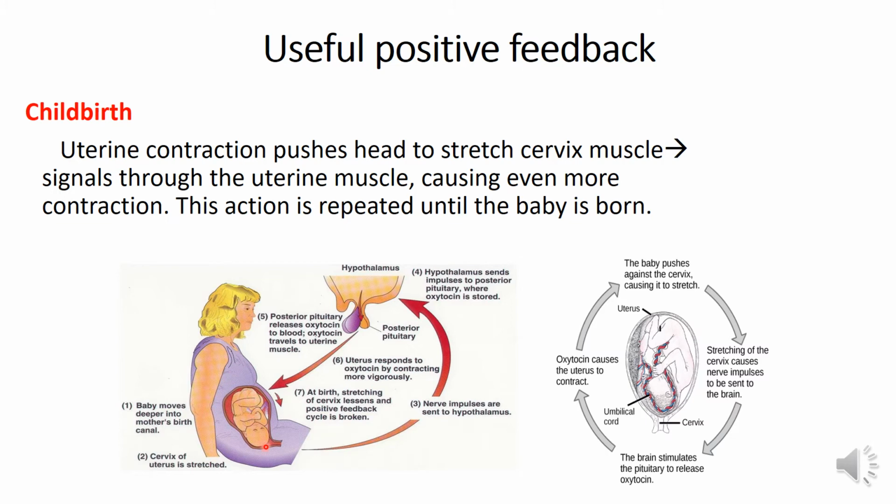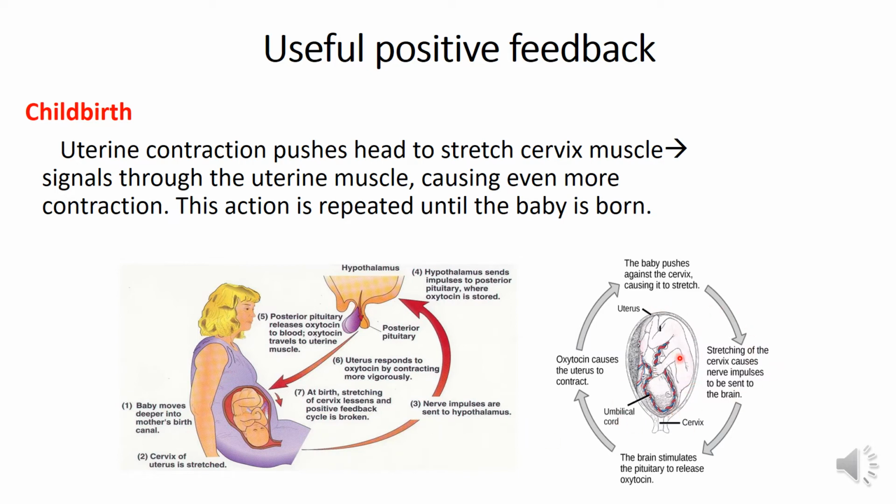More contraction will lead to more movement of the baby downward, and this will lead to further stretching of the cervix, further increase in production of oxytocin, further increase in uterine contraction. This cycle will continue until the baby is born. Once the baby is born, the stretching of the cervix will become less. So there will be no more stretching of the cervix, and there is less formation of oxytocin and less uterine contraction.